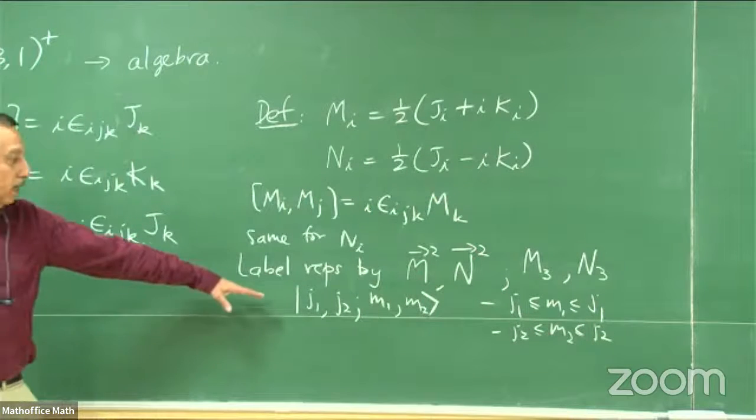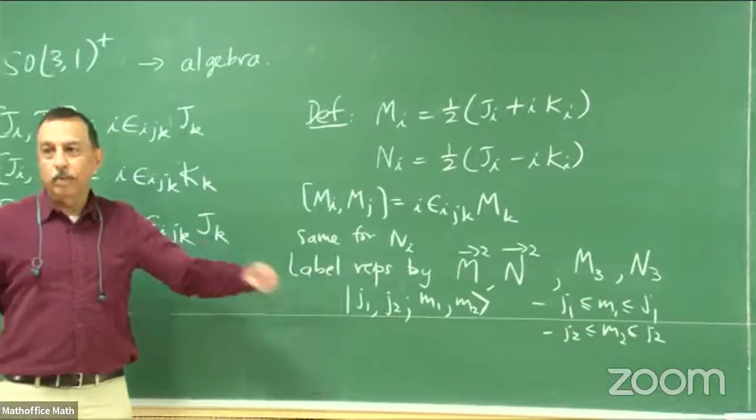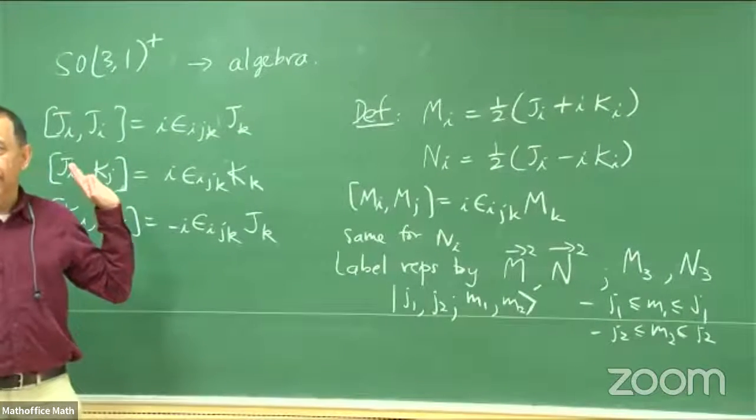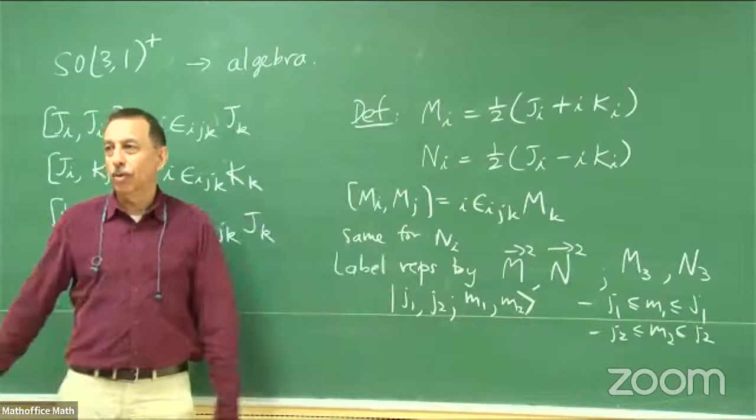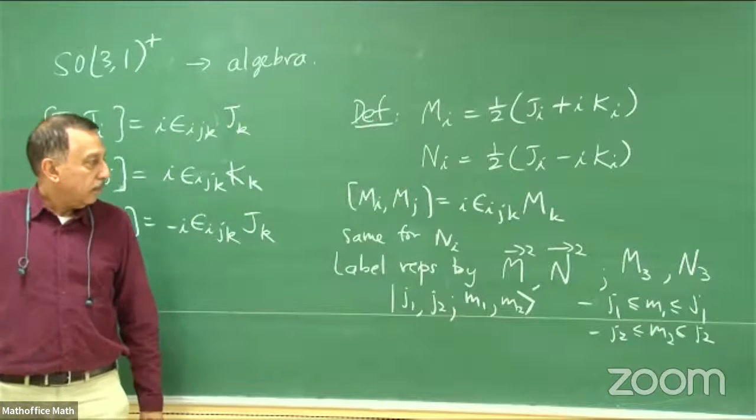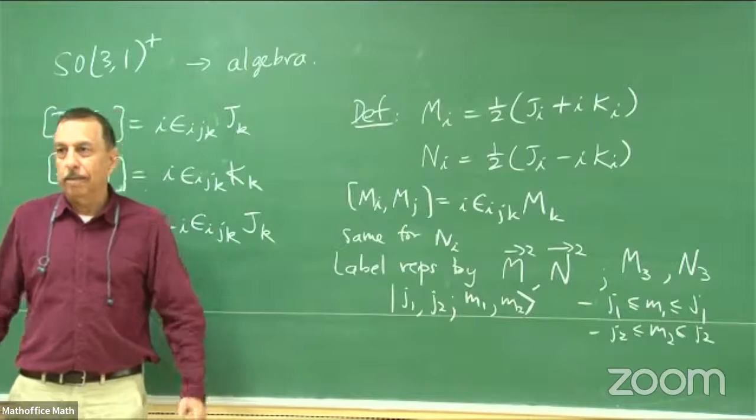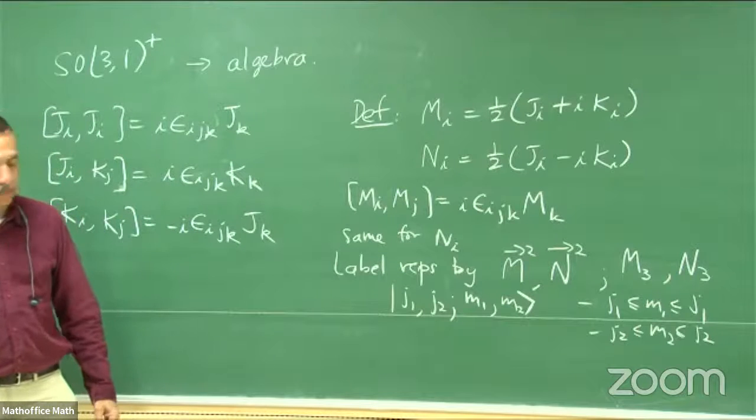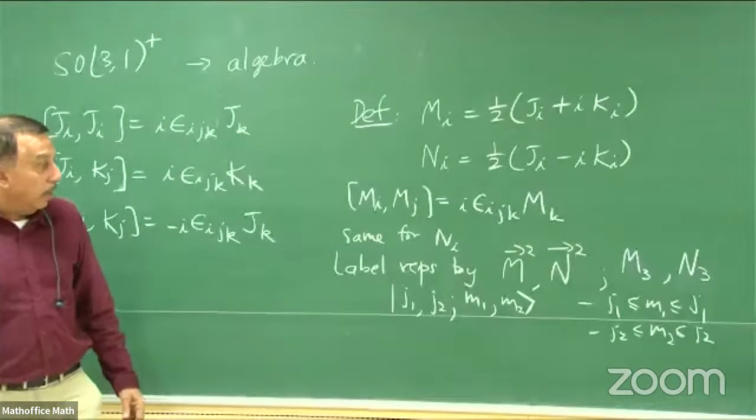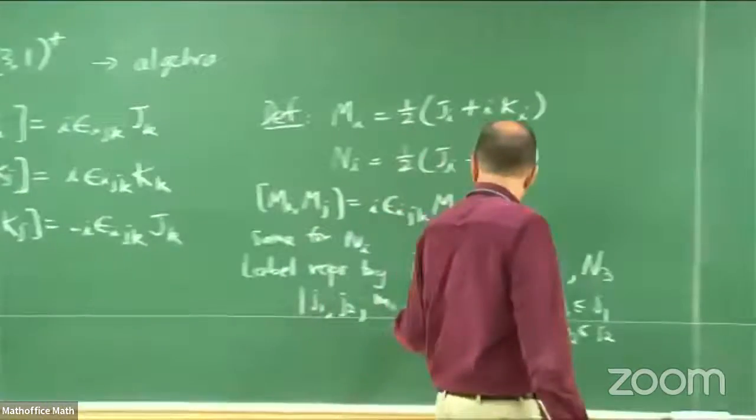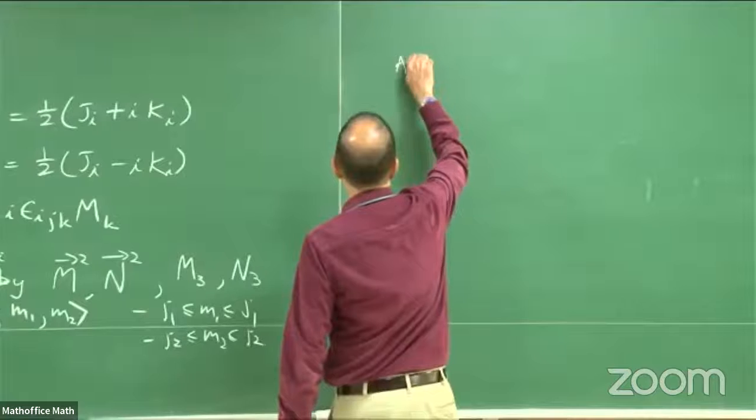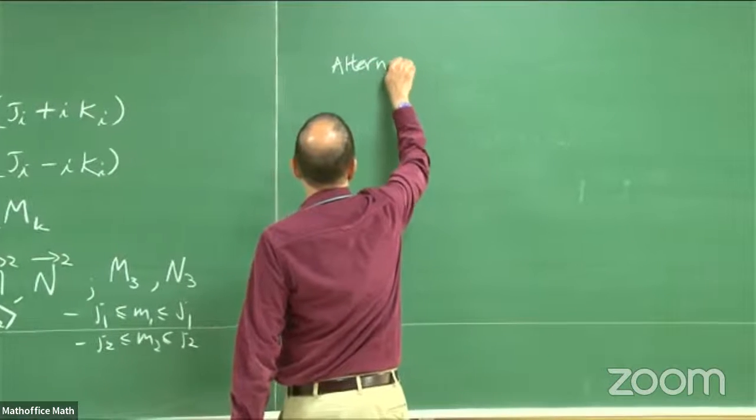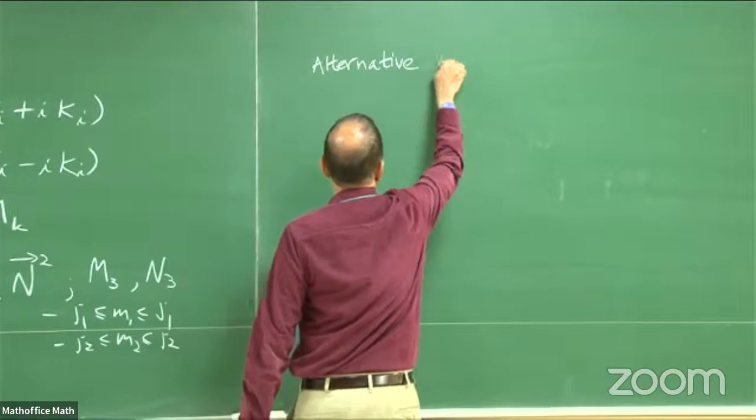Okay, so these are a set of standard labels that you use for representations of the Lorentz algebra, inherited from what we already know to do in the case of a compact algebra, a compact group like SO3. Fine. But there's another way to label these, which is quite natural also. And this other way is quite useful in the discussion. So I'll introduce it.